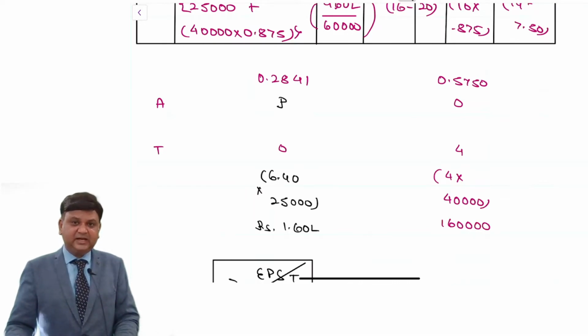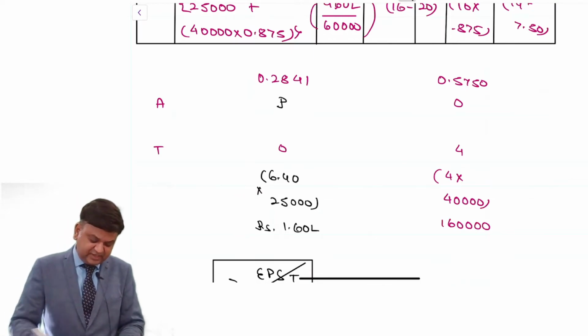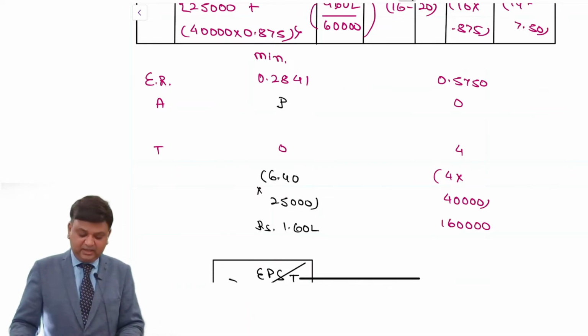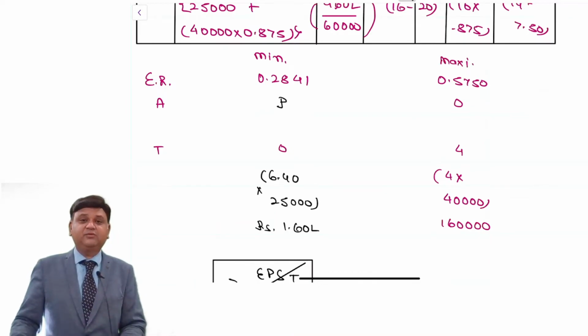Listen carefully to what I am going to say. When there is an increase in the earning due to merger, then the minimum required exchange ratio by the target company and the maximum affordable exchange ratio to the acquiring company would be different. Minimum required exchange ratio by the target company would be less than the maximum affordable exchange ratio to the acquiring company. This is what we understand.